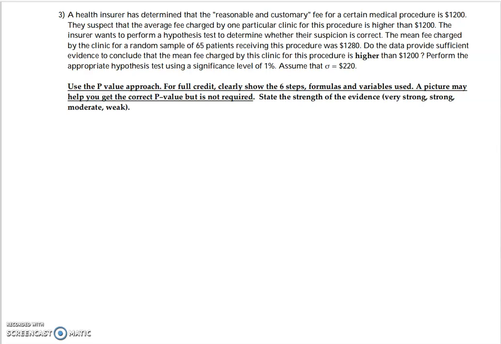The mean fee charged by the clinic for a random sample of 65 patients receiving this procedure was $1,200. Do the data provide sufficient evidence to conclude that the mean fee charged by this clinic for this procedure is higher than the $1,200 that is considered reasonable and customary?